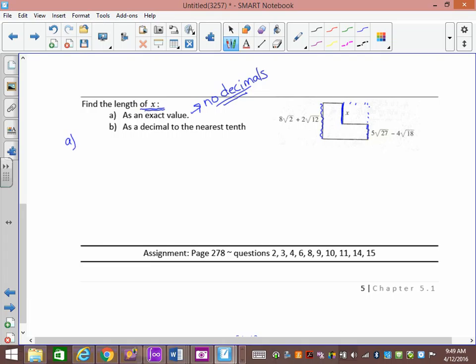So 8 root 2 plus 2 root 12 minus 5 root 27 minus 4 root 18. You have to subtract the entire thing. You need to put it in brackets. So whenever there's more than one term behind a subtraction sign, you have to put it in brackets. That's where everyone errs. If you think, I wouldn't have done that, leave yourself a little note: make sure the second half is in brackets behind the minus sign, because that's a common error. That's the biggest error out of all of these, that bracket.